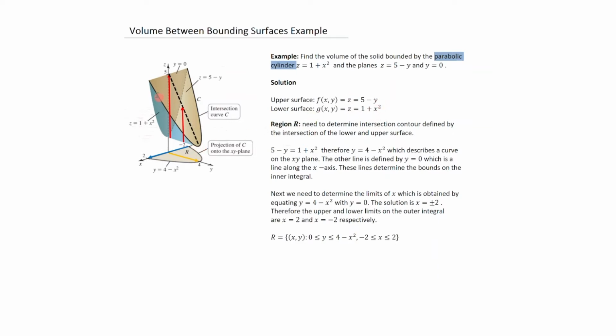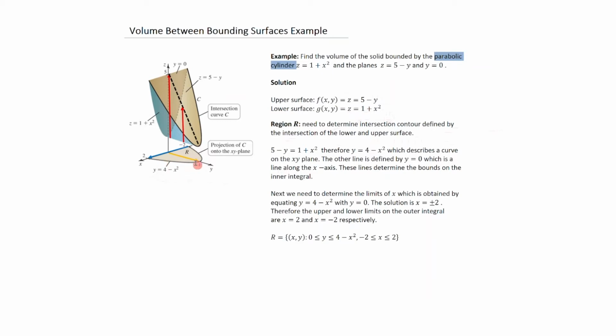Okay, so this basically allows us to draw this, and so now we need to determine the region, and the region is determined by the intersection contour between the lower and upper surfaces. So if we equate this value of z with this value of z, which is what I've done here, then we end up with an equation y equals 4 minus x squared, and this describes a curve on the xy plane. So that's the curve that you see here. This is actually the shadow of this object onto the xy plane, just by equating those two.